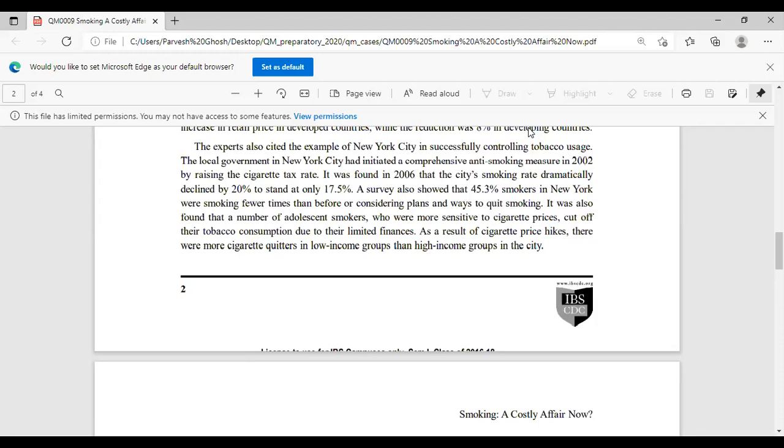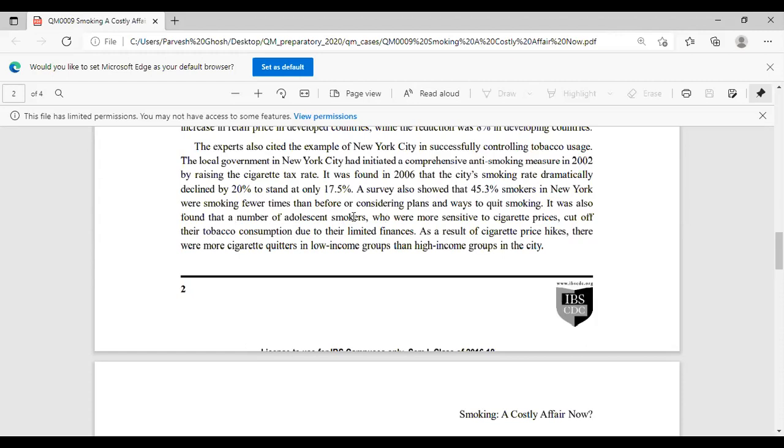Okay. Now try to have a lens of James Bond with statistics, right? A survey also showed that 45.3% of smokers in New York were smoking fewer times than before. Instead of quitting, which is a very big issue for the smokers, they are smoking less. That is also a success of the government, right? Isn't it a success of government? Less means less cigarette consumption. At least they will die after a few years, okay, with lung cancer.